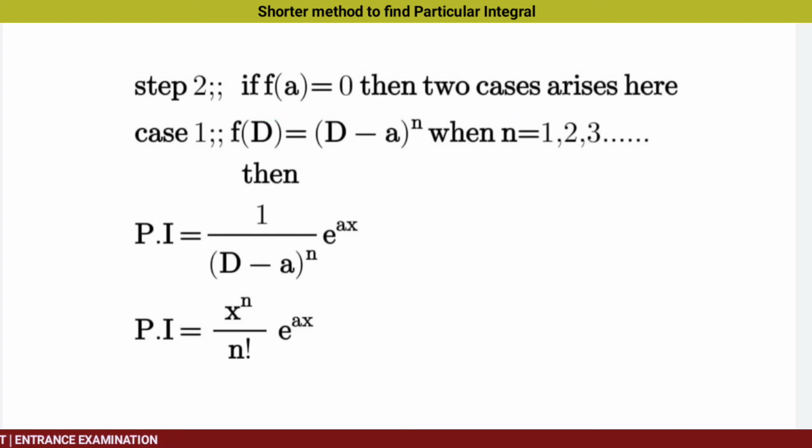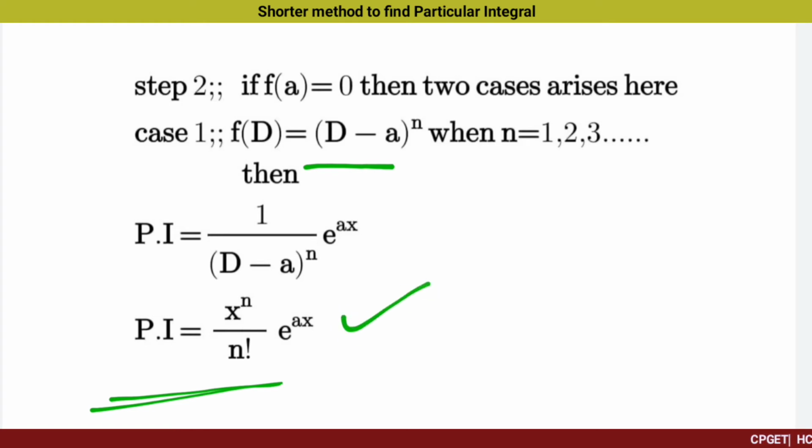If f(D) is in the form of (D minus a) whole to the power of n, where n equals 1, 2, 3 and so on, then what is the particular integral value? It is x to the power of n by n factorial into e to the power of ax.